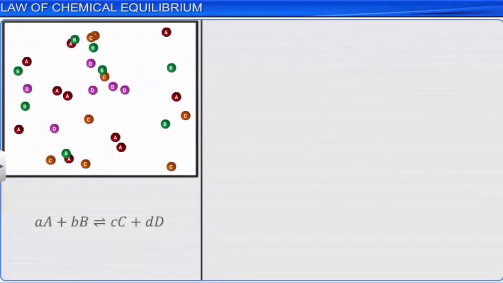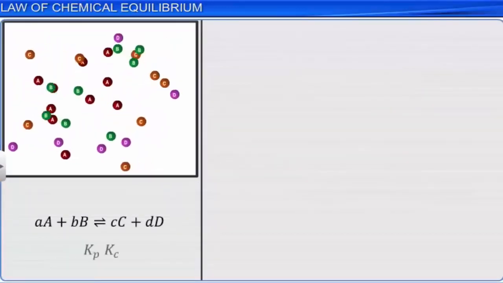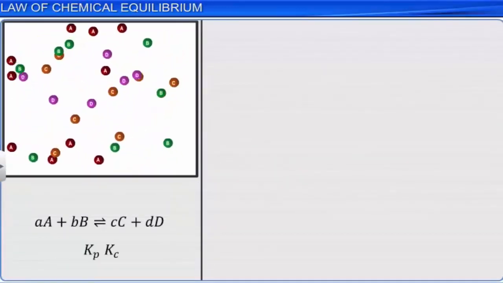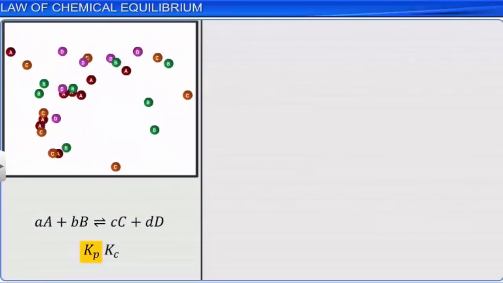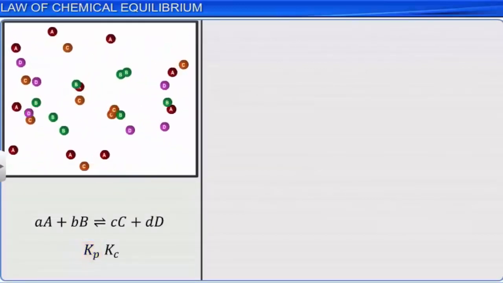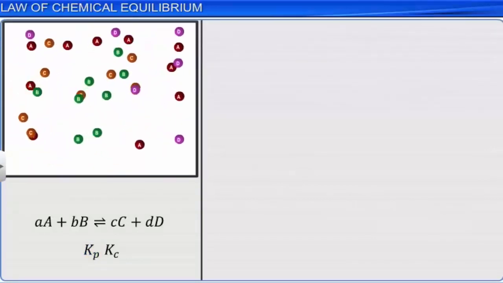The equilibrium constant in terms of partial pressure is represented by Kp. Let us examine the relationship between the two equilibrium constants, Kc and Kp.